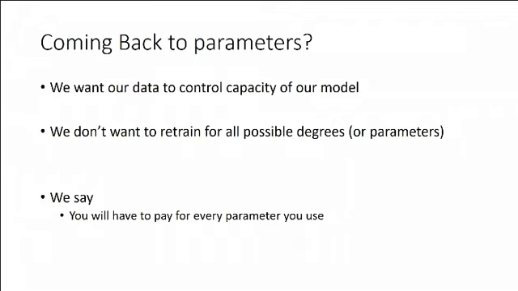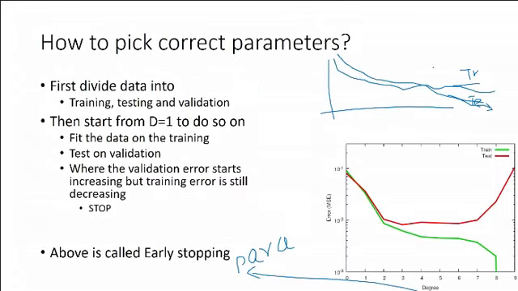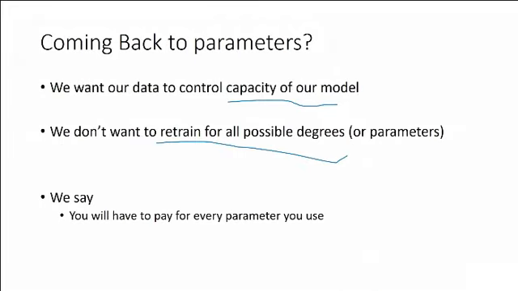So we want to control the capacity of our model, but we don't want to retrain over our possible degrees. Because what was the previous approach saying? It said to keep increasing the degree number, train every time, test every time, train every time, test every time. Realistically this is not possible to do, okay. So what do we say?